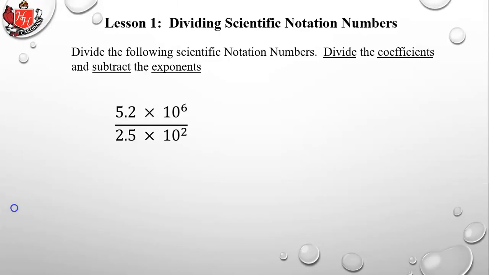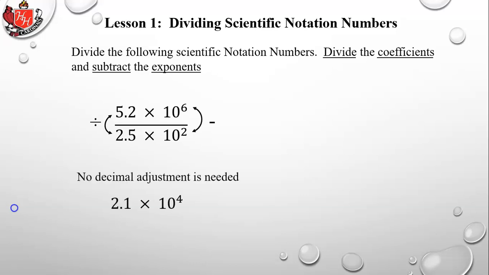Okay, now we're going to divide fractions. To divide scientific notation, you divide the coefficients and subtract the exponents. So 5.2 divided by 2.5 and 6 minus 2. There's no decimal adjustment needed here. 5.2 divided by 2.5 is 2.1. That's a number between 1 and 9.999, so we don't need to adjust the decimal. And 6 minus 2 is 4. So that's how you would divide scientific notation numbers.